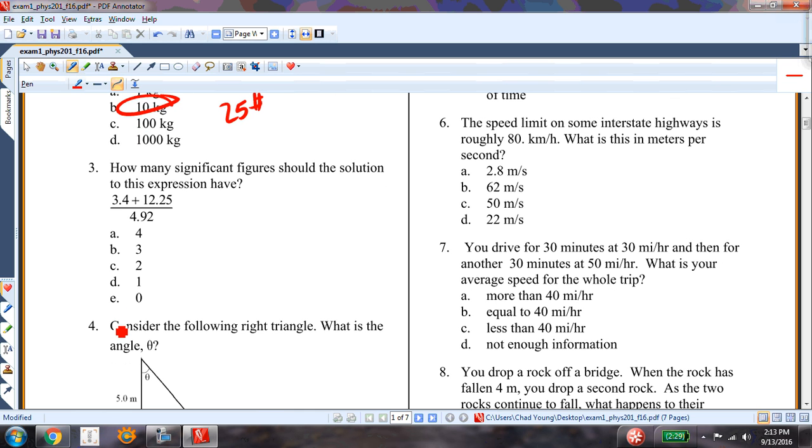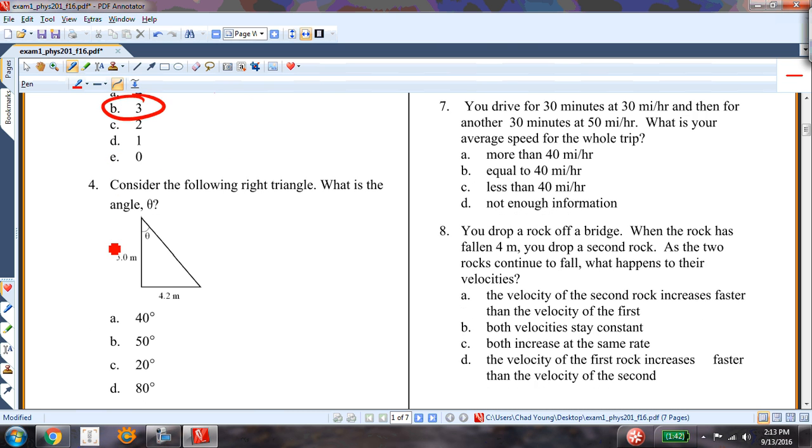How many sig figs should the solution for this have? Well, here I have 1 decimal place and here I have 2 decimal places. So this top part is going to come out to be 15.7 divided by 4.92. So I'll still have 3 sig figs up here, although just 1 decimal place, and 3 sig figs in the bottom, so it's going to be 3.